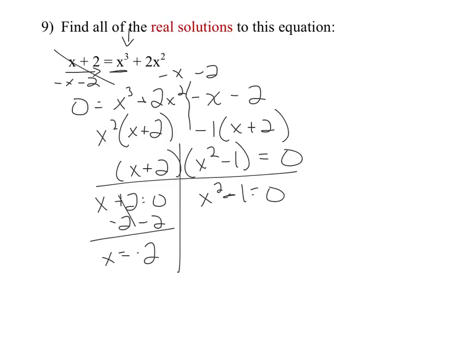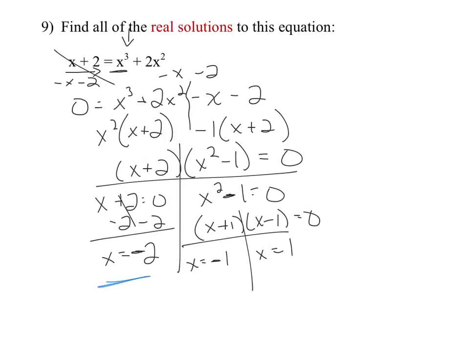And then this one can be solved. Now this is difference of squares. X plus 1, x minus 1 equals 0. T-chart, x equals -1, and x equals 1. Like, I skip that step all the time. It's not a big deal if you do. It's just if you have a fraction for an answer, you're going to want to have the solution written. So x is -2, -1, and 1.